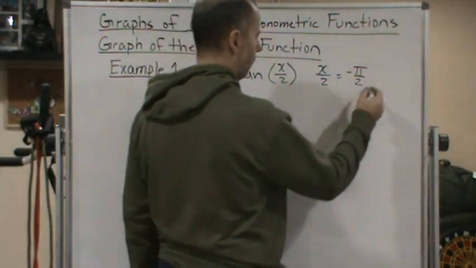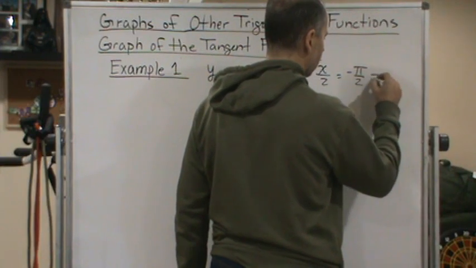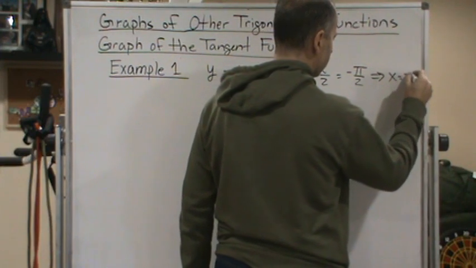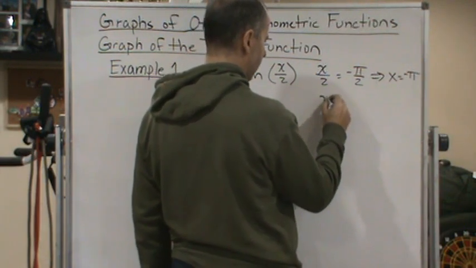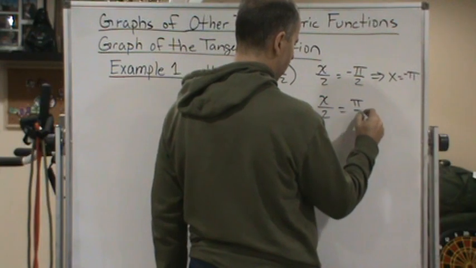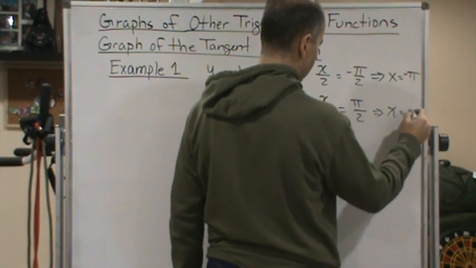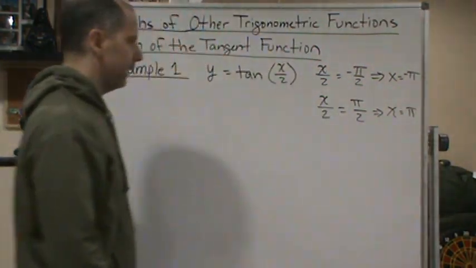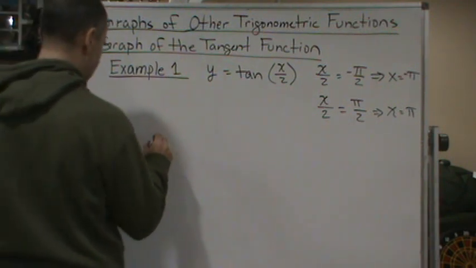That's obvious from here. So x equals negative pi, and similarly x over 2 equal to pi over 2 implies that x equals pi. So the period is going to go from negative pi to pi. Okay, now those are the asymptotes. So let's do this.